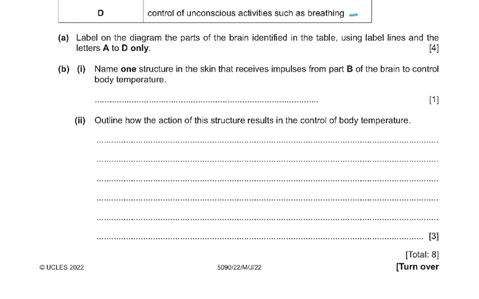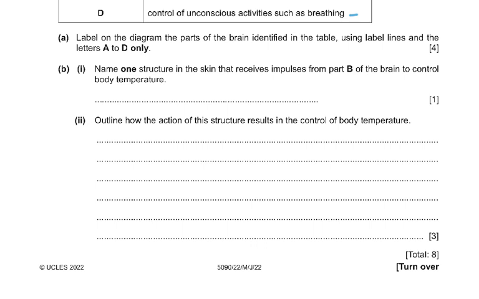So name one structure, then outline how the action of the structure results in the control of body temperature. Now that was easy. Erector muscle contracts, raises the hair, traps the air, and reduces heat loss. If you're talking of the sweat gland, then it produces sweat, which evaporates and cools the body down. If you're talking of the smooth muscle in the walls of the arteries, then it contracts, and that's called vasoconstriction. So less blood goes to the capillaries on the surface of the skin, and this will reduce heat loss.